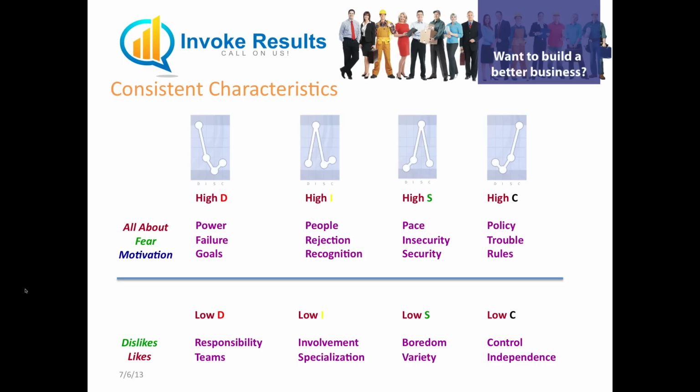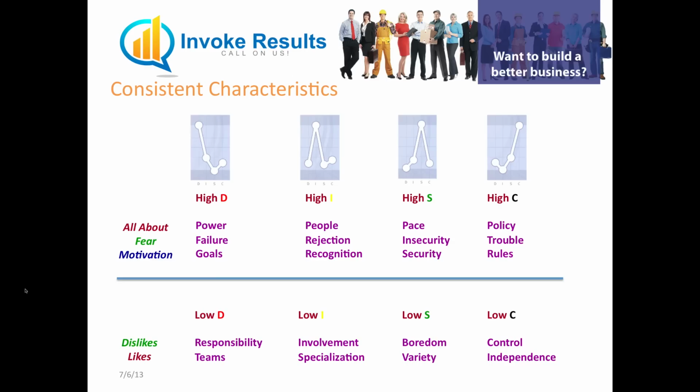Moving on to the S. High S is all about pace. So think about a steady-paced approach to working and doing things. Because their fear is insecurity, so they like to be in a secure environment. They're motivated by security. Whereas the low S, they actually like to have lots of things happening.